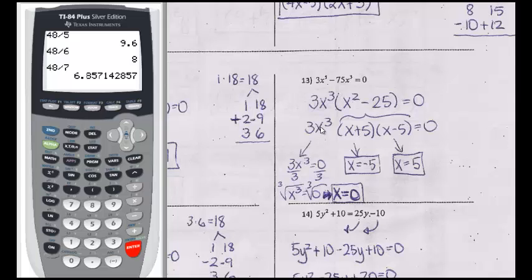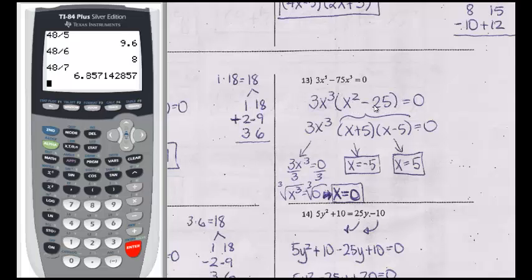Here I have problem number 13, and I look at that. I have one side equals 0. So I ask myself, what can I factor from these two terms? I can factor out a 3x to the third. So if I divide 3x to the fifth by 3x cubed, it is x squared. Negative 75 divided by 3 is negative 25. And x cubed divided by x cubed, the x cubed cancels, so that's why I'm only left with 25 here.